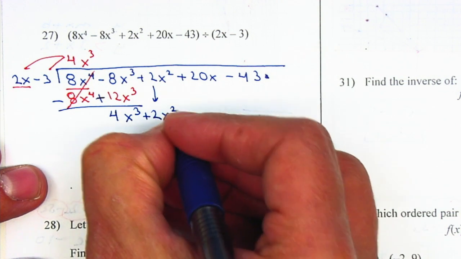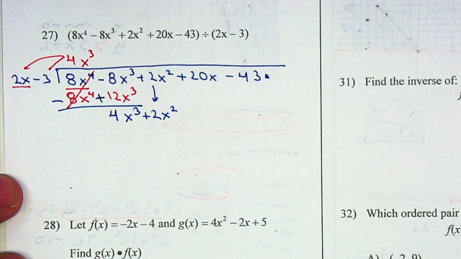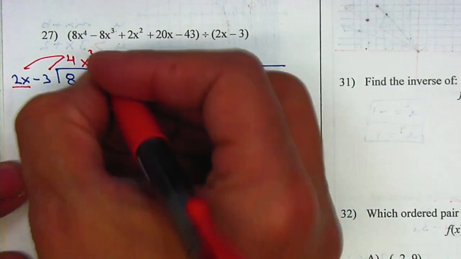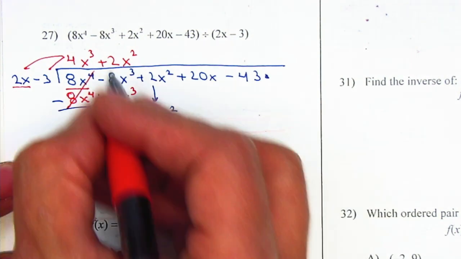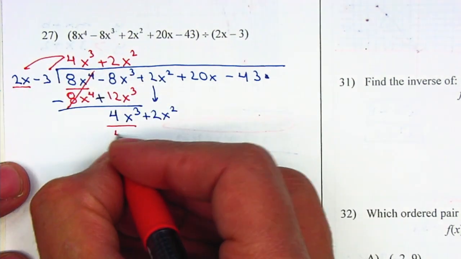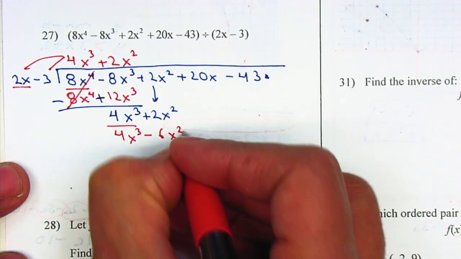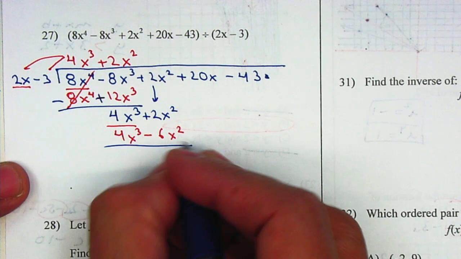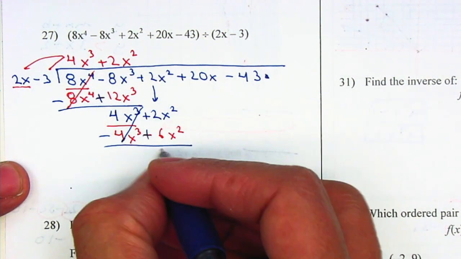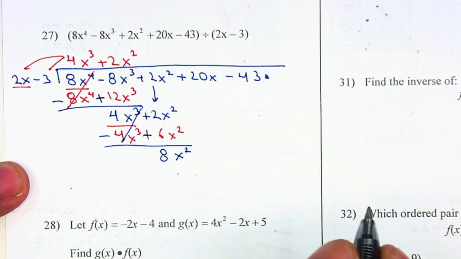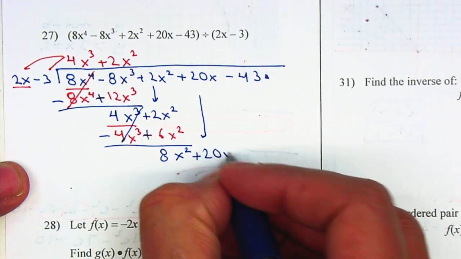plus 2x squared. What do I need to multiply 2x by to get 4x to the third? 2 times 2, and then I need 2 more x's, so 2x squared. Then we're going to multiply it out. That gives me 4x to the third, and that gives me negative 6x squared. We are going to change our signs to the opposite. That should always cancel. That gives me 8x squared. Bring down the next number. That gives me 20x, the next term.